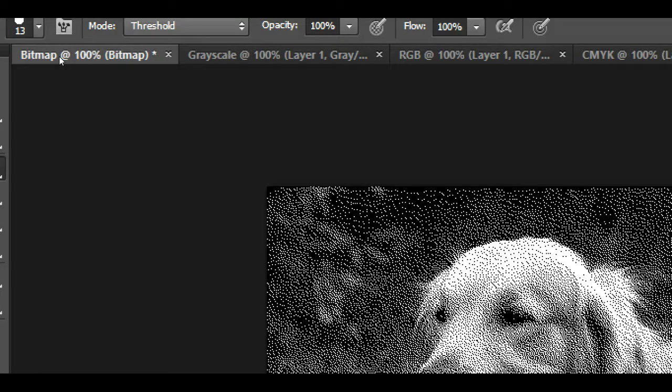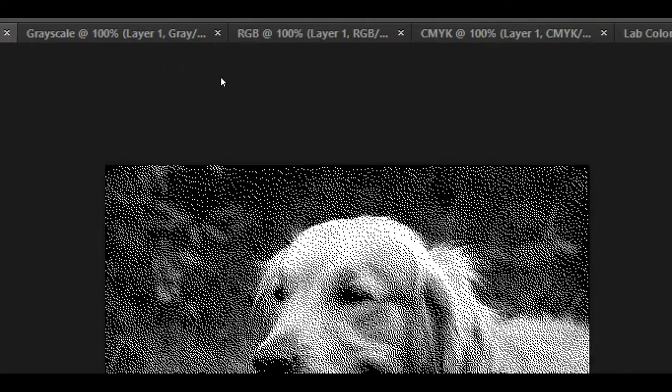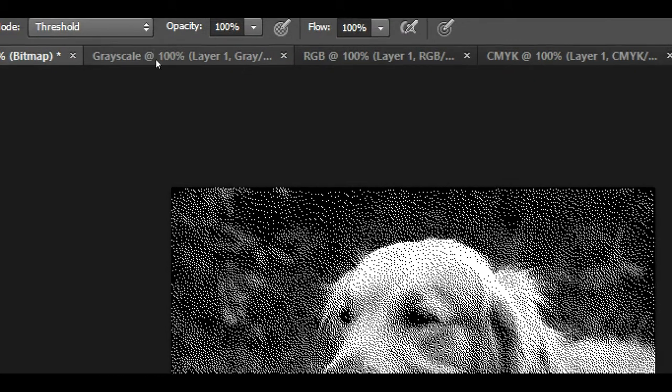Bitmap. The Bitmap color mode only uses black and white to build an image. Because it doesn't use gray tones, images often look rough and granulated.